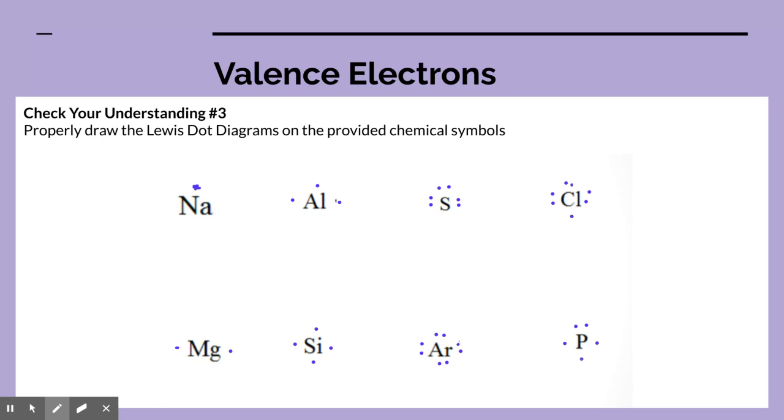Now, you could make them look like this. Some of them, you can make them look like this. I wouldn't be opposed to you doing this for magnesium, though typically you don't want to do that. You can do that. Silicon is the same thing. You could do this. Okay. That's not an awful idea.